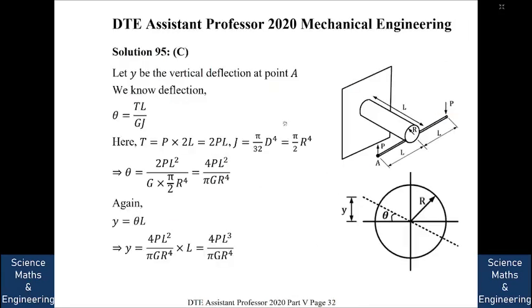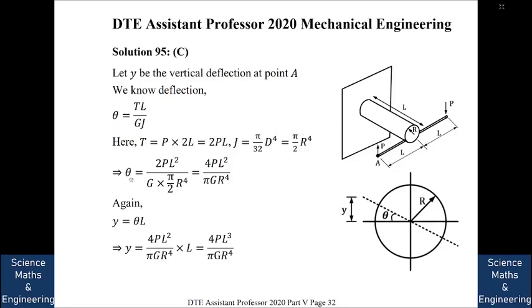at this point A, what is this vertical deflection we need to find? So the answer is, let y be the vertical deflection. So once we twist, let y be the vertical deflection. Okay. Now we know theta is equal to TL divided by GJ. Now what is T here? T would be equal to P into twice L, right? So 2PL is the torque. Then J for the cylinder would be equal to, J is what? Polar moment of inertia, so it is pi by 32 d to the power 4, which is equal to pi by 2 r to the power 4.